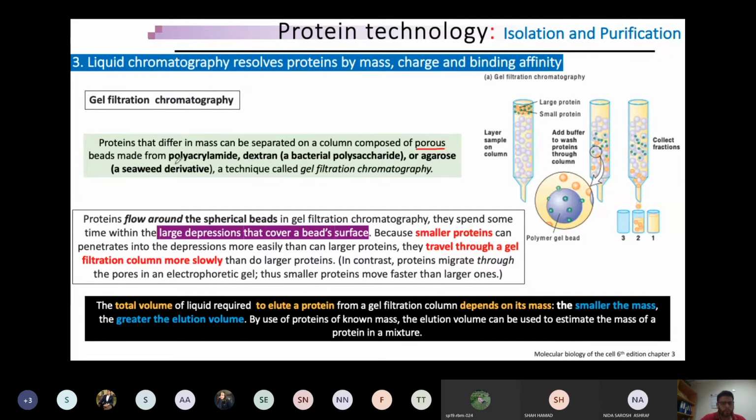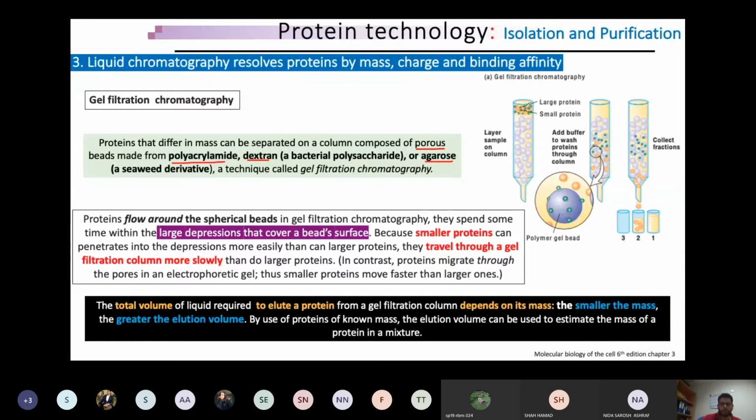So you can make this column through any material. For example, polyacrylamide could be used, a dextran, which is a bacterial polysaccharide, could be used, and agarose could be used. Agarose is a seaweed derivative, so there is a seaweed from which this agarose is extracted, and you can make this column in there. So once your column is ready, you will load your protein onto this column.